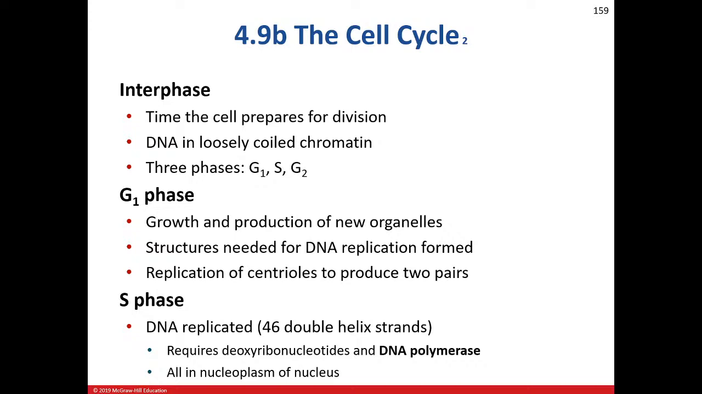The S phase, again, synthesis. This is where we replicate the DNA, and we form 46 new double helix strands. You had 46, and now we're just copying those 46 to make 46 new ones. That way the daughter cell winds up with 46 each.